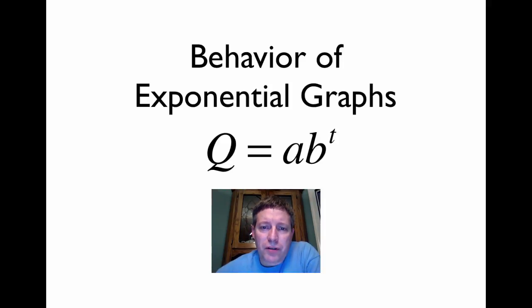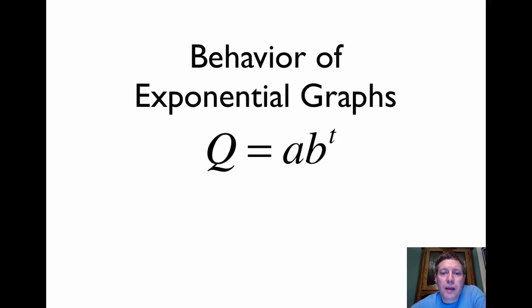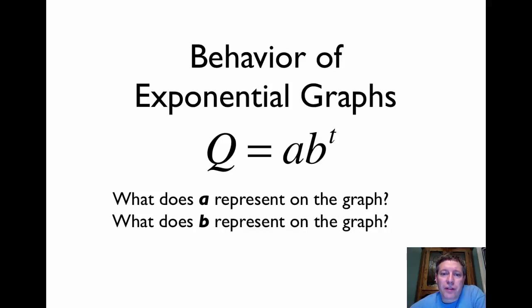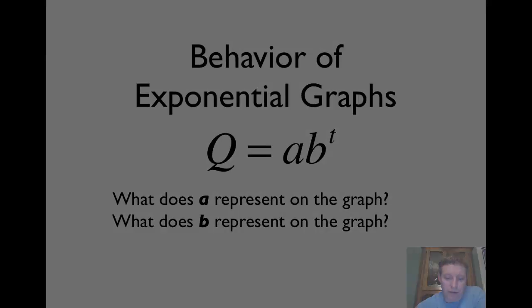So exponential functions, as we know, have this particular form. Some quantity is equal to a times b to a variable power. And so we're going to look very closely at the graphs of several different kinds of exponential functions, and we will look particularly at what a does and what b does when you change the values.